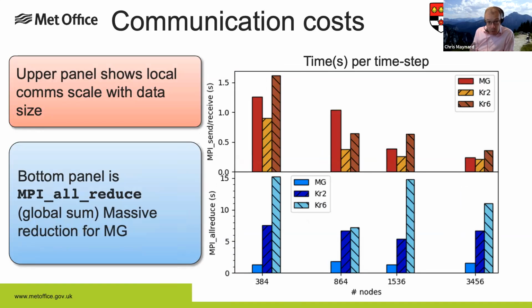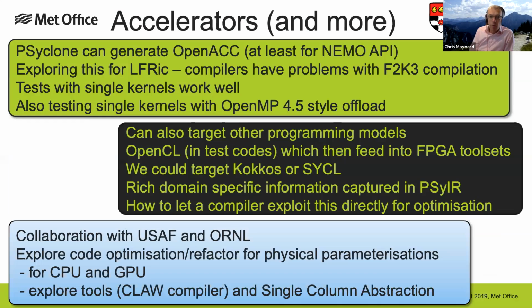I'm going to run out of time, so I'm going to quickly go to the next slide. We're also looking at how we develop things for accelerators with OpenACC. We can generate OpenACC code with PSyclone. We've tested this out on some kernels, and this seems to work quite well. We can also, in principle, do OpenMP 4.5 style offload.